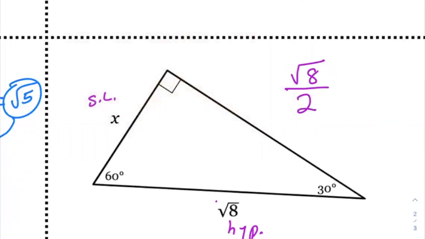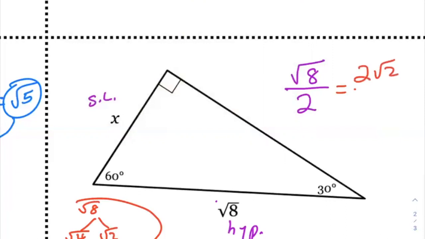So I'm going to make a little work area over here. Root 8. Well, 8 is 4 times 2. So root 8 is root 4 times root 2. Square root of 4 is 2. Bring the root 2 there. So I'm going to replace root 8 with 2 root 2, put it over 2. Check to see if this can reduce. It can, so that's 1 root 2, which is just the square root of 2. All right.